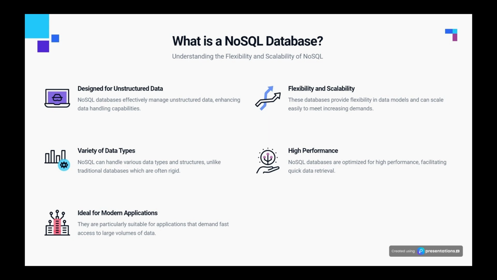So NoSQL database is effectively managing unstructured data, enhancing data handling capabilities. These databases provide flexibility in data models and can scale easily to meet increasing demands. It has a variety of data types. It can handle various data types and structures, unlike traditional databases which are often rigid. Then it has high performance. It is optimized for high performance, facilitating quick data retrieval, and they are particularly suitable for applications that demand fast access to large volumes of data.